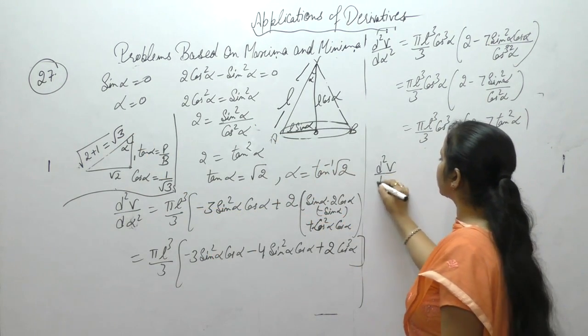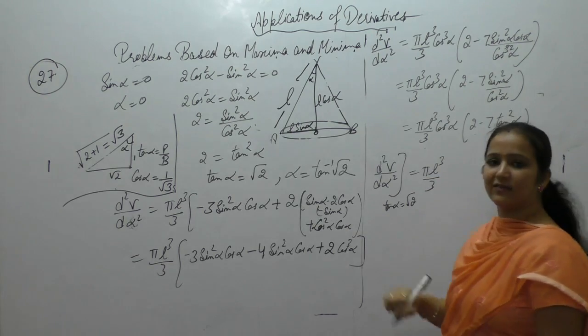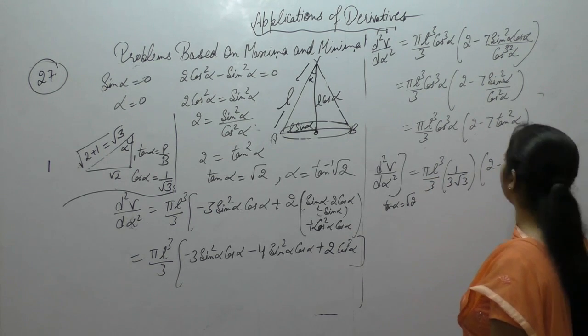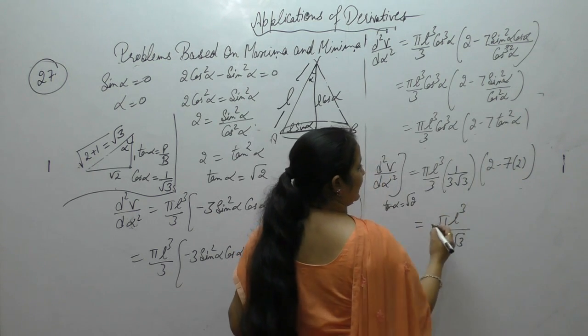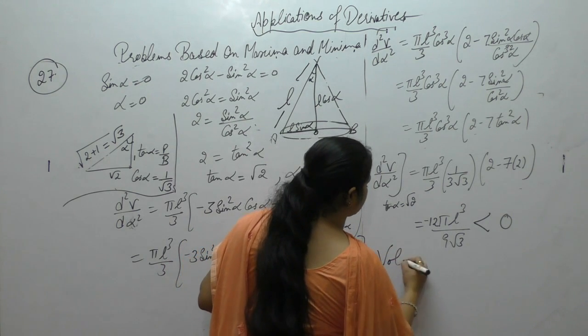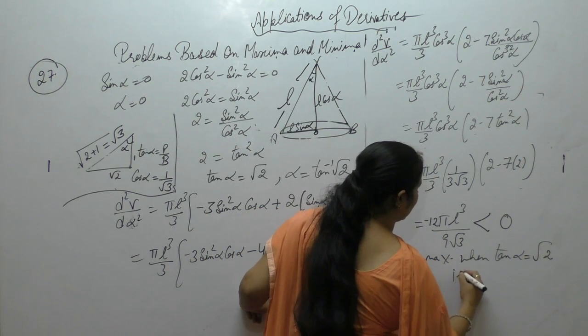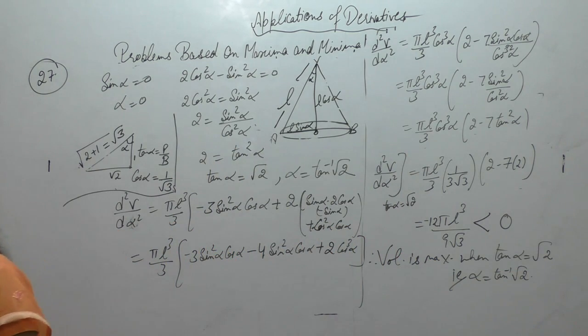So now we have to find d square V upon d alpha square when tan alpha is equal to root 2. Then we have cos alpha 1 upon root 3 cube, 2 minus 7 tan square alpha is 2, 7 into 2 is 14. So pi L cube by 9 root 3 into 2 minus 14, that is minus 12. So that is less than 0. Therefore, volume is maximum when tan alpha is equal to root 2. That is, alpha is tan inverse root 2. Semi-vertical angle is equal to tan inverse root 2. Note it down.